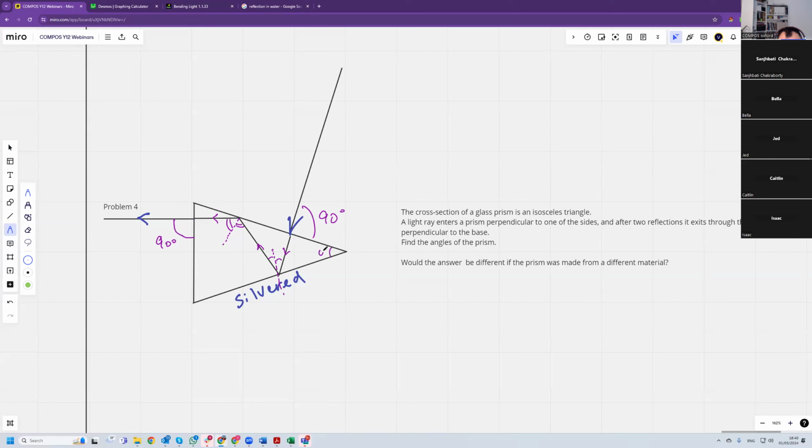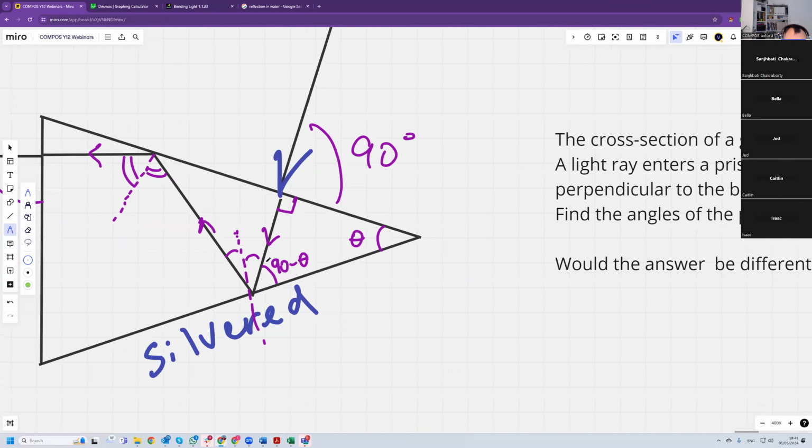All right, so if you label this angle as theta, this is the angle that you're looking for, and then get all the other angles. So this angle is going to be 90. This is 90 minus theta, of course. So this angle is going to be theta as well, because this is 90, this is the normal. So this is theta as well.